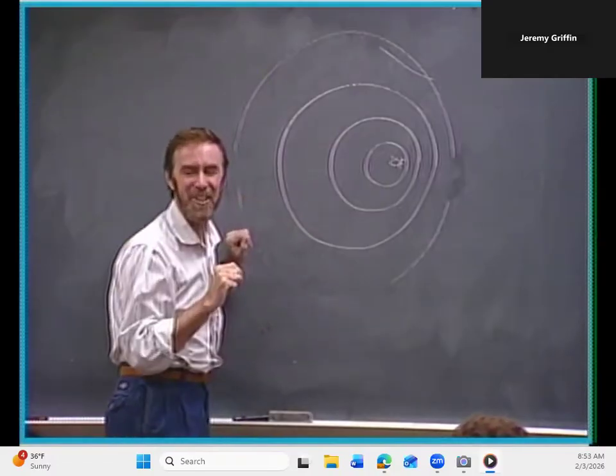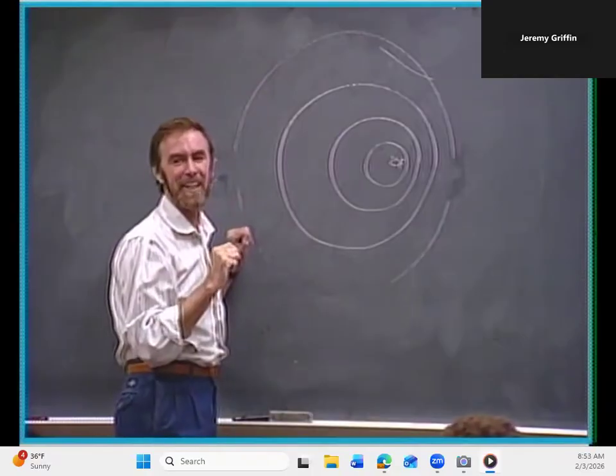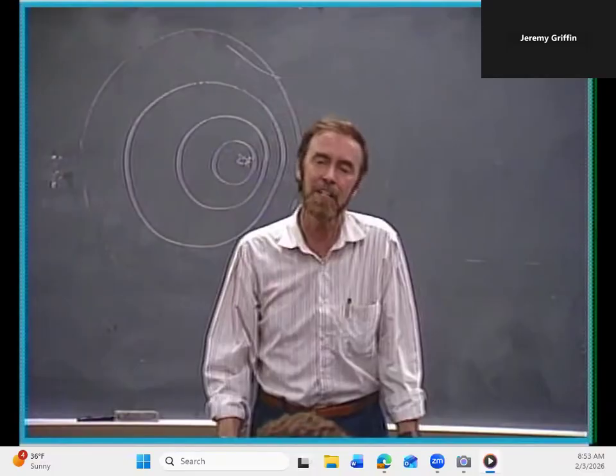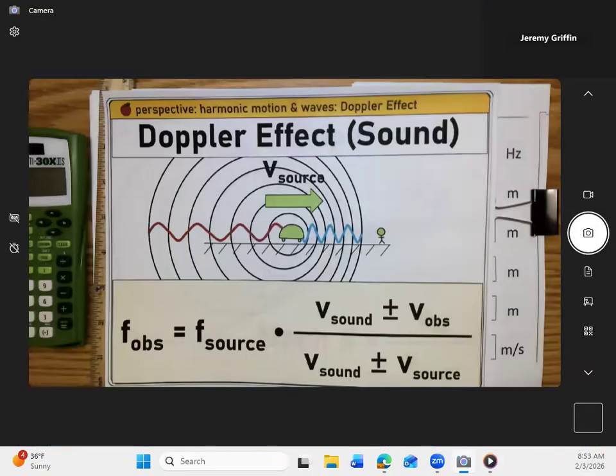Okay, good. It is called the Doppler effect. That's right. The Doppler effect is the change of frequency when something moves toward you, away from you, that sort of thing. The change of frequency due to motion. All right, and the equation goes with this.